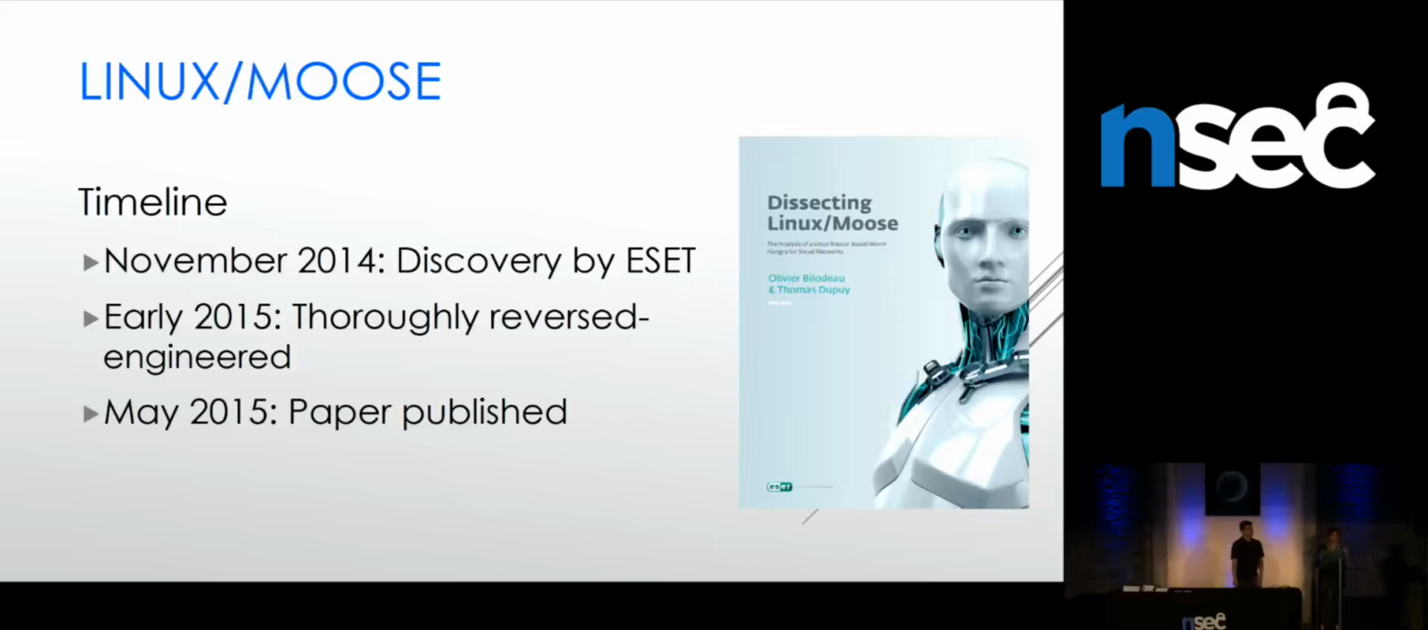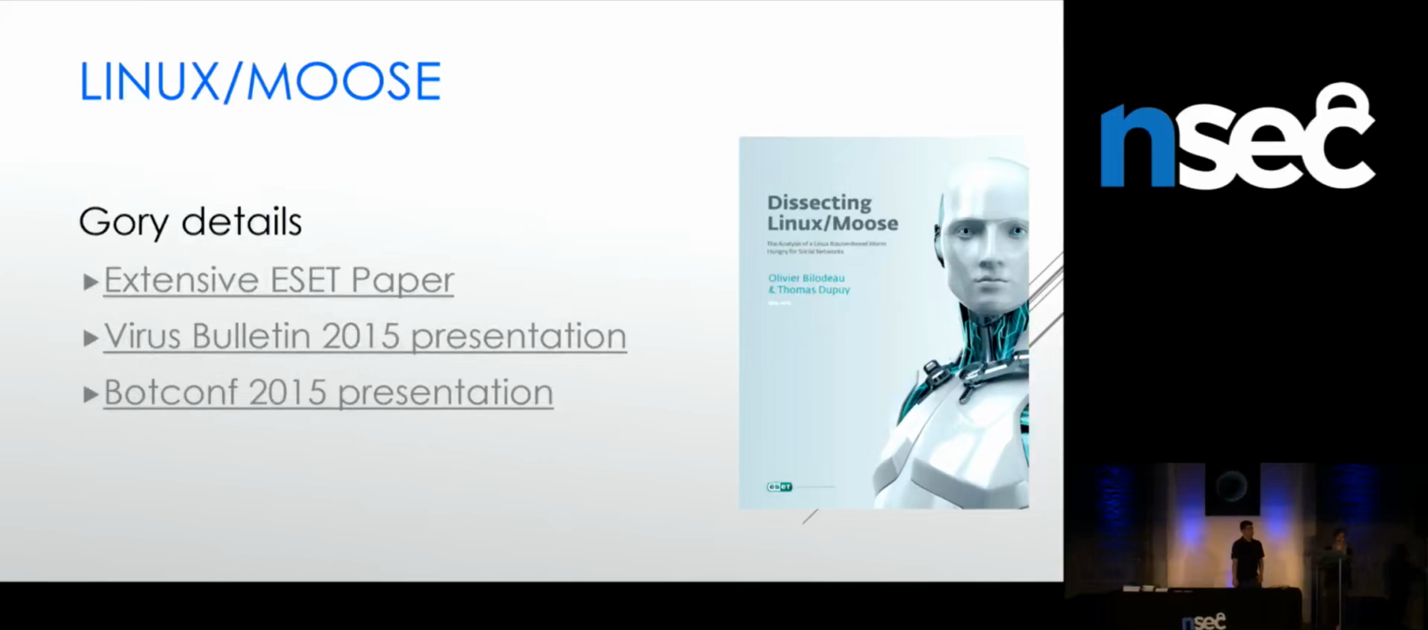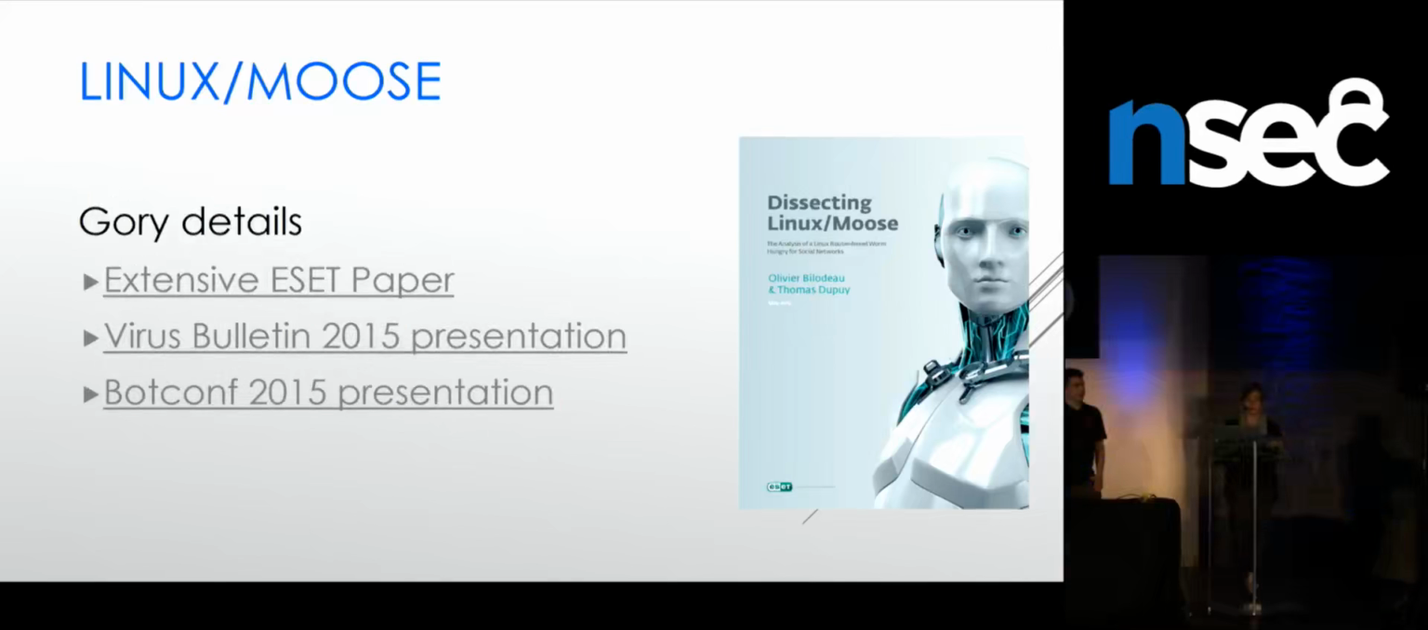Just to continue the recap, the timeline: in November 2014 it was discovered by ESET and thoroughly reverse engineered in 2015. A paper was published in May 2015, and you can have all the gory details there about how they reverse engineered it and about the infrastructure of the botnet. If you're lazy, because it's an extensive paper, you can have a look at the various bulletins or the Botconf presentation as well.